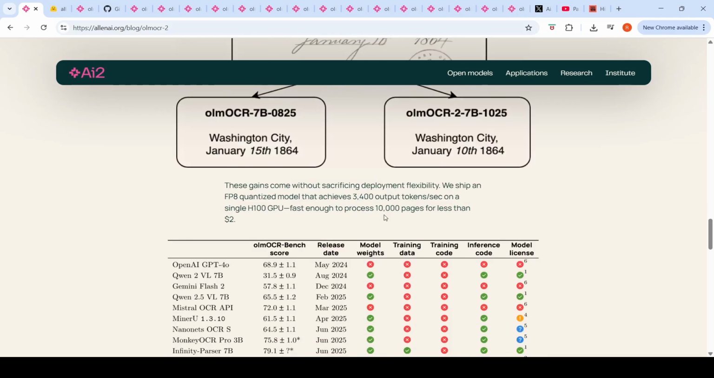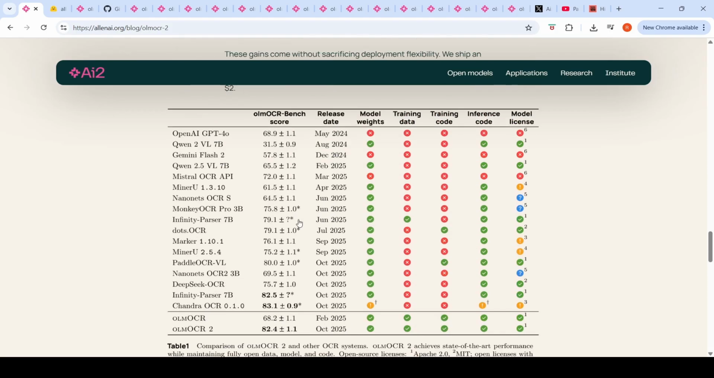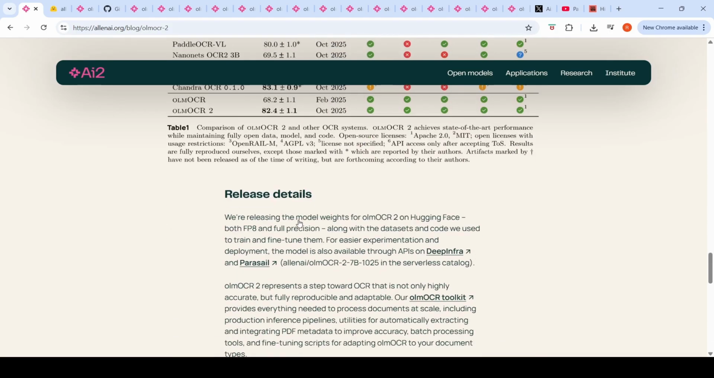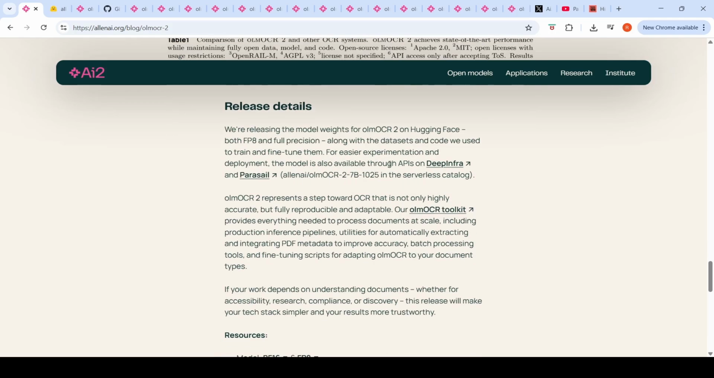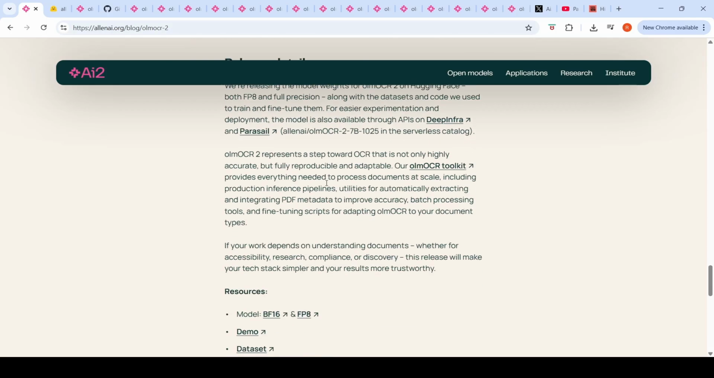And as I said before, they are also shipping an FP8 quantized model that achieves 3,400 tokens per second on a single H100 GPU, fast enough to process 10,000 pages for less than $2. So this is an excellent OCR model. It is available as open source. There are people who are deploying this model as an API, like DeepInfra and Parasail. So you can check them out as well if you want to run it as an API.